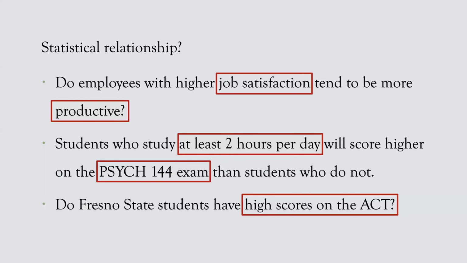So we are going to investigate statistical relationships for your study. And you need to be able to write a research question and a hypothesis that includes both variables. So these are examples. The first two are examples of statistical relationship, a research question, and a hypothesis.